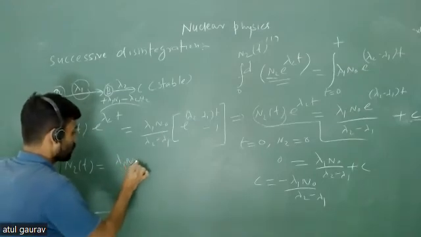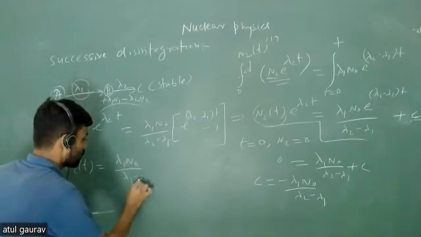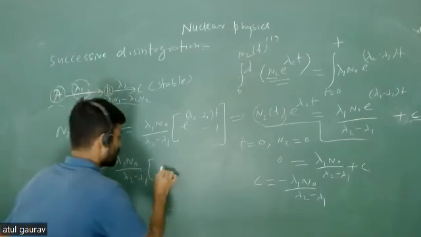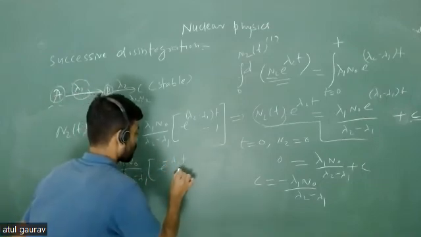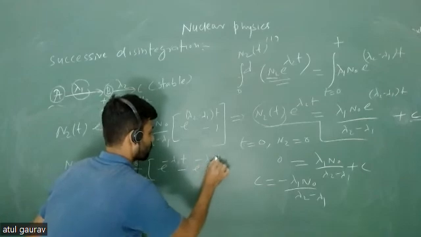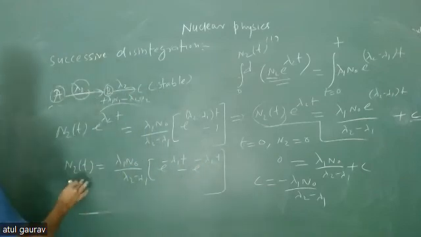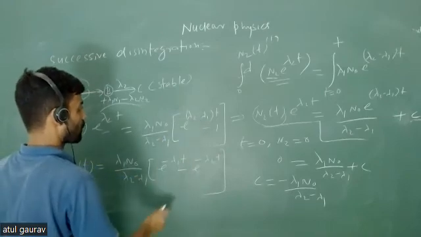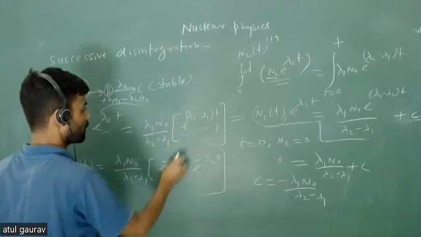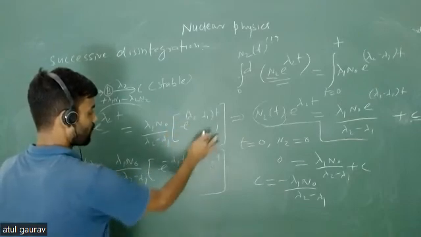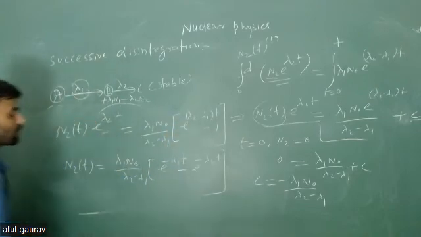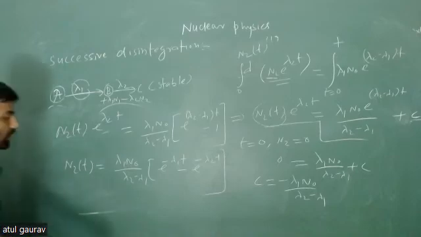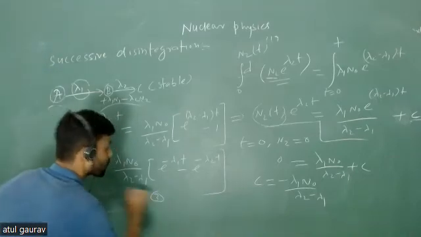Lambda 1 n0 divided by lambda 2 minus lambda 1 times exponential minus lambda 1 t minus exponential minus lambda 2 t. I have multiplied exponential minus lambda 2 t on both sides. So this term will be 1. Here minus exponential plus lambda 2 is in the first term, so if you multiply by exponential minus lambda 2 t, this lambda 2 will be cancelled and the second term will simply become exponential minus lambda 2 t. Is it clear? So let us take this as your equation number 3.